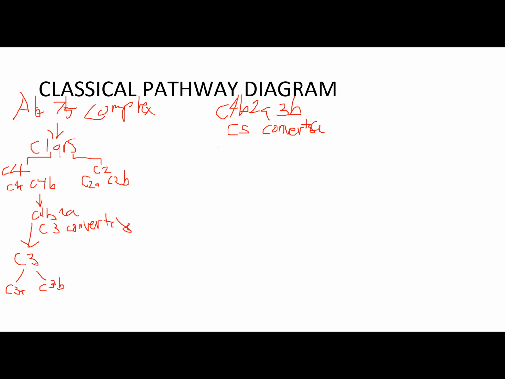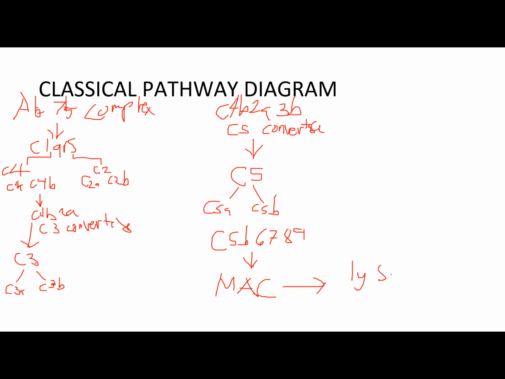And that C5 convertase, C4B2A3B, would now cleave C5, forming C5A, C5B. Now, what happens next is that C5B, class, would now cause the binding of C6, 7, 8, and 9, forming your membrane attack complex, which would cause the destruction or the lysis of the antigen. So that's the classical pathway.